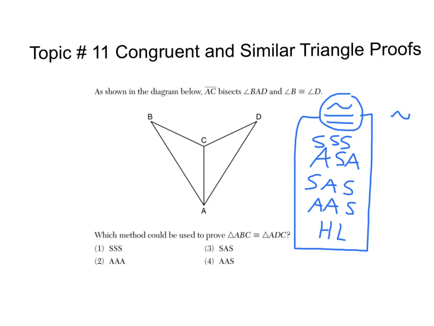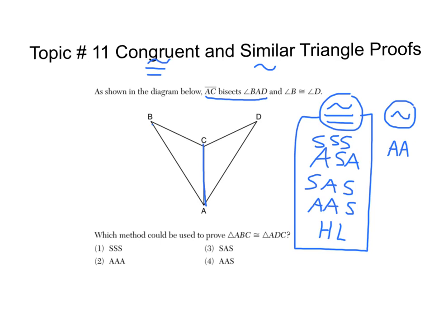To prove that two triangles are similar, all you would need are two angles matching up in both triangles. So those are some of the basics of knowing the difference between how to prove triangles congruent and how to prove they are similar. In the picture, they're giving me some facts that AC bisects angle BAD.